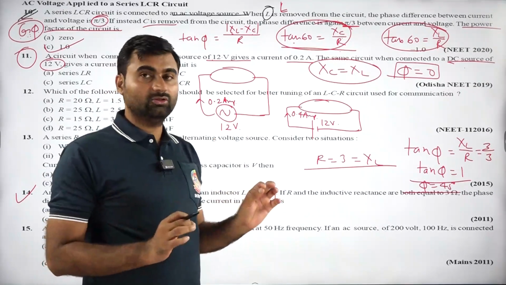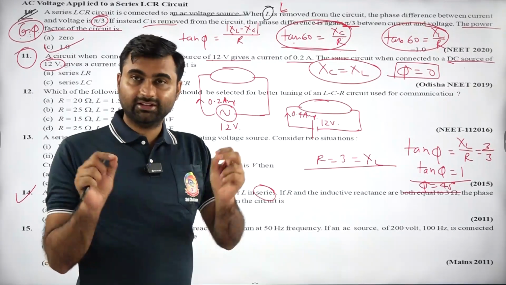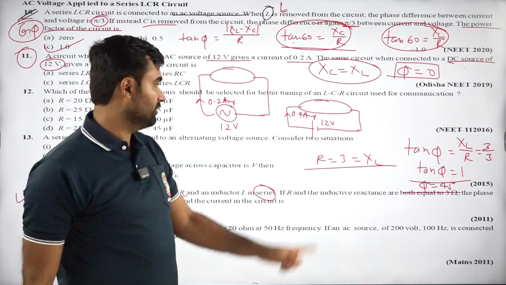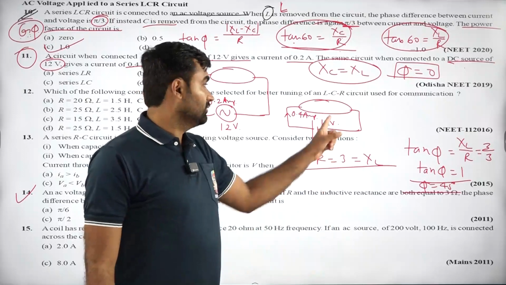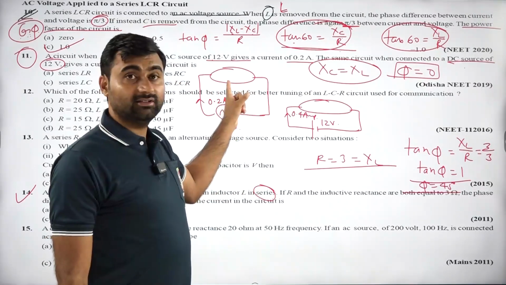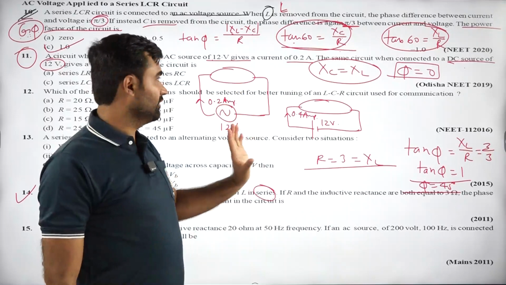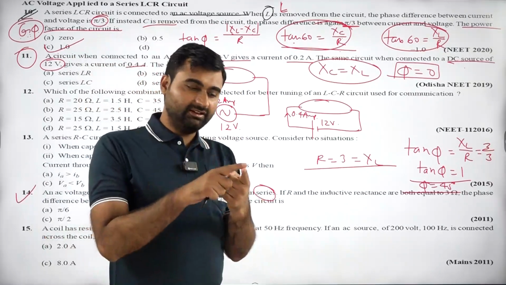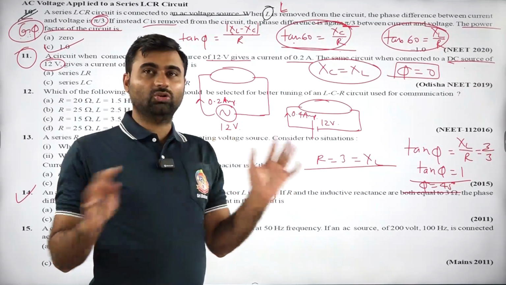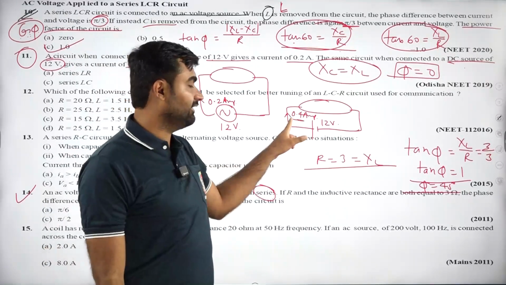We know one thing, that a capacitor and an inductor offer resistance only for alternating current, alternating voltage, not for DC voltage. So if the resistance is less here and more here, it means a capacitor or an inductor is there in the circuit. So 100% in the circuit a resistor and capacitor are there, or a resistor and inductor, or resistor, capacitor and inductor all are there.